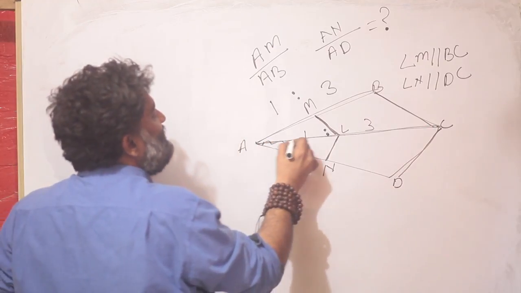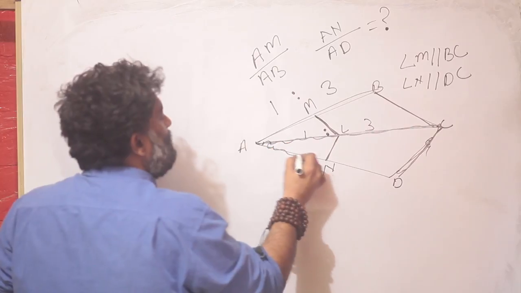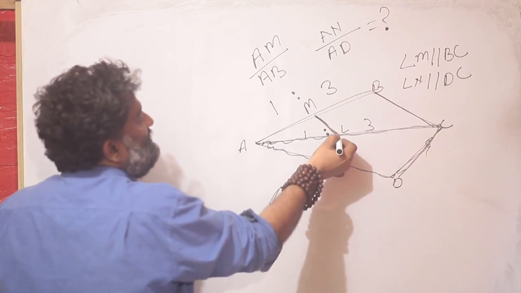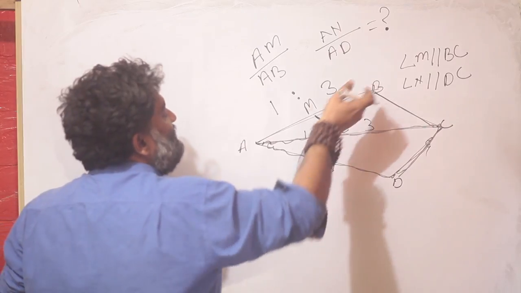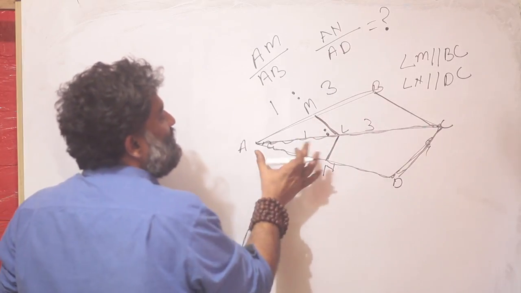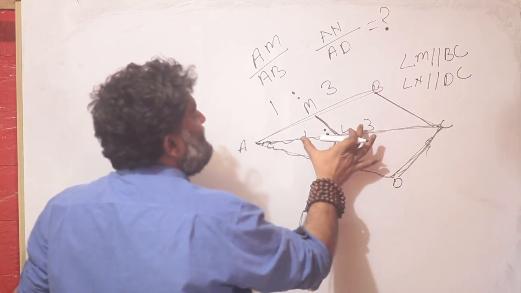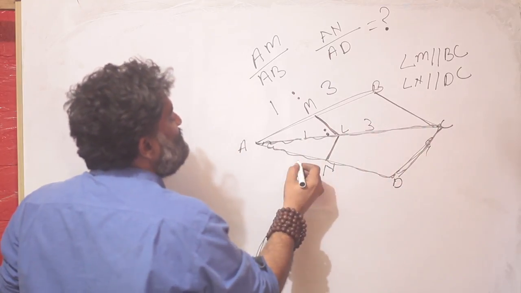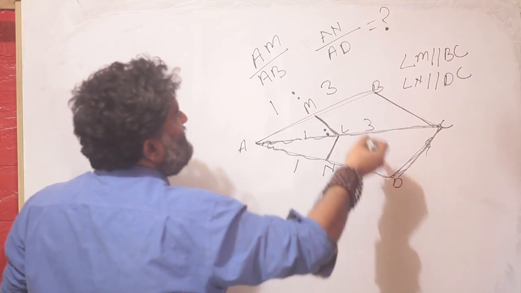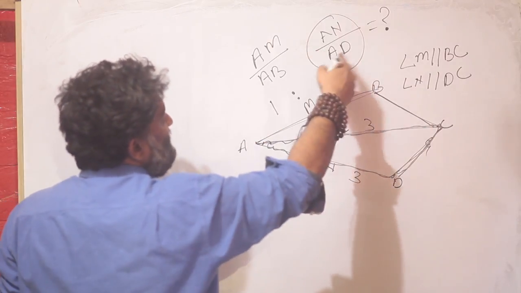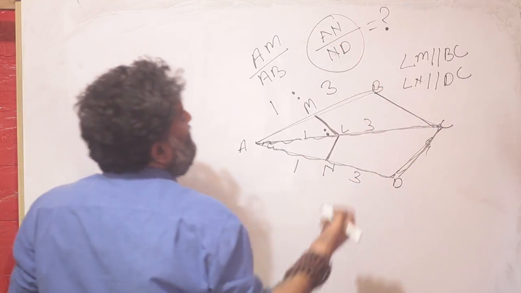That means now if I think of the triangle ACD, this line is parallel to one side. That means it will divide the two other sides in the same ratio. And I know AL is to LC is 1:3. That means this is also going to be 1:3. So my question was, if this information is given to me, what is the ratio of AN is to ND? Your answer would be 1:3.